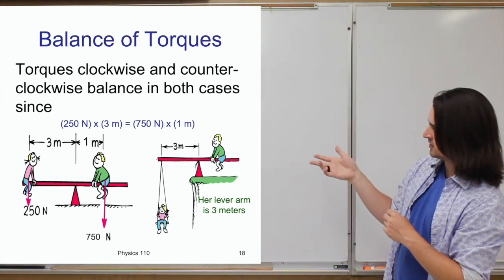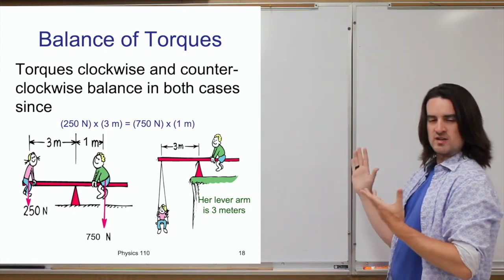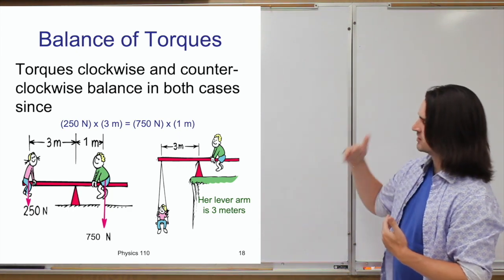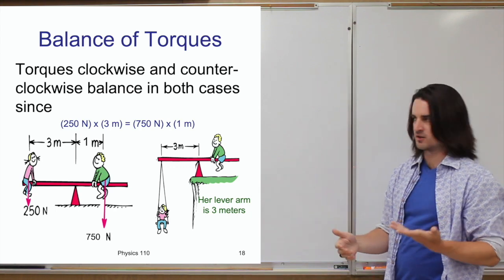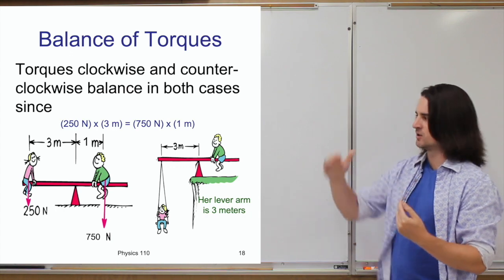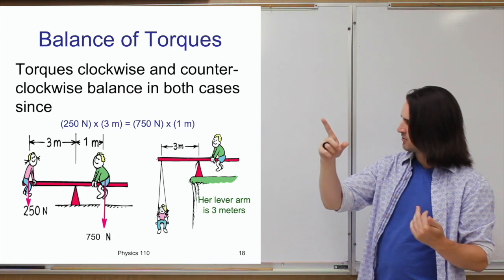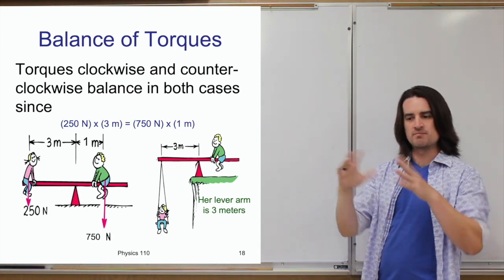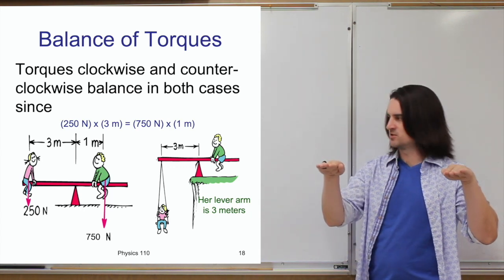Versus the adult here, they're 750 newtons, but they're only 1 meter away from the axis of rotation. So the torque that they're exerting is 750 newtons times 1 meter, which is 750 newton meters of torque. So they're actually balanced, right? There's 750 newton meters of torque trying to go counterclockwise from the child, and 750 newton meters of torque trying to go clockwise. So there you go, they balance each other out. There's no net torque on the situation, and it's going to stay balanced.